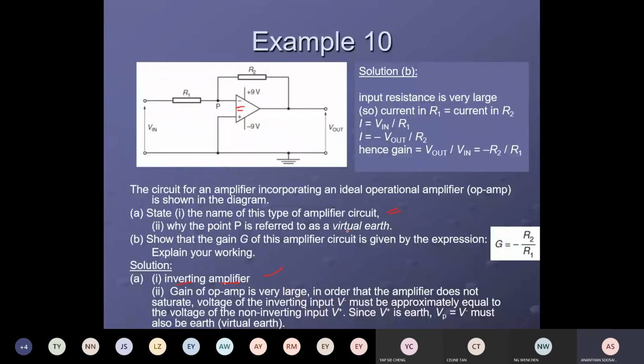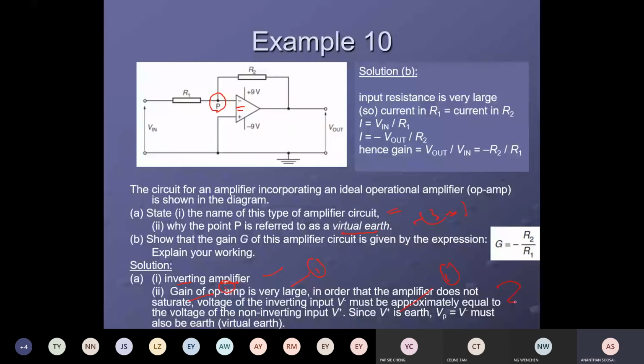Why is the point P referred to as virtual earth? It could be a 3 marks question, as I told you. Gain of the op-amp is very large, 1 mark. In order that the amplifier does not saturate, 1 mark, the voltage at the inverting input must be approximately equal to the voltage at the non-inverting input. Since V positive is earth, 1 mark, V negative also must be earth, virtual earth.